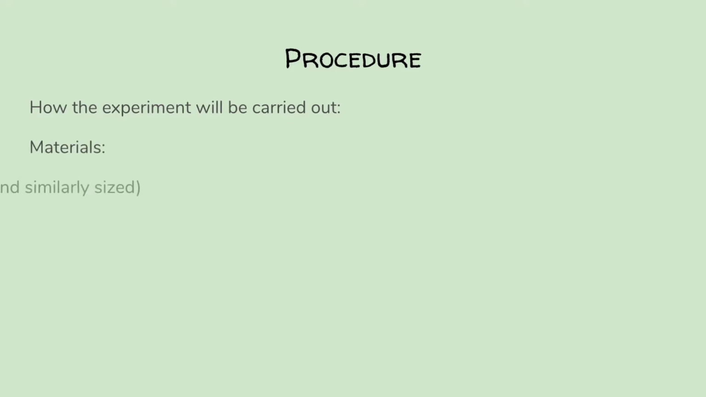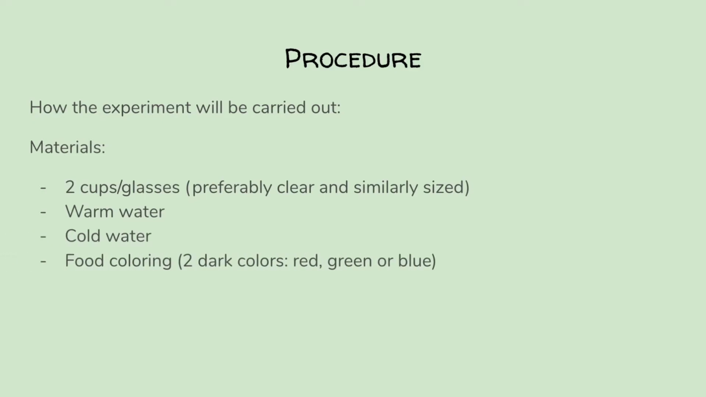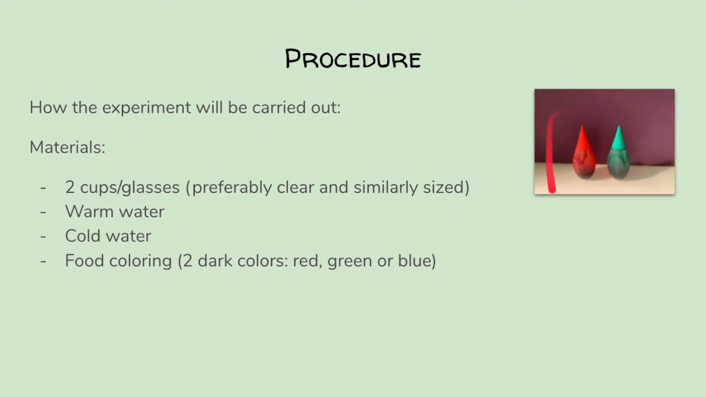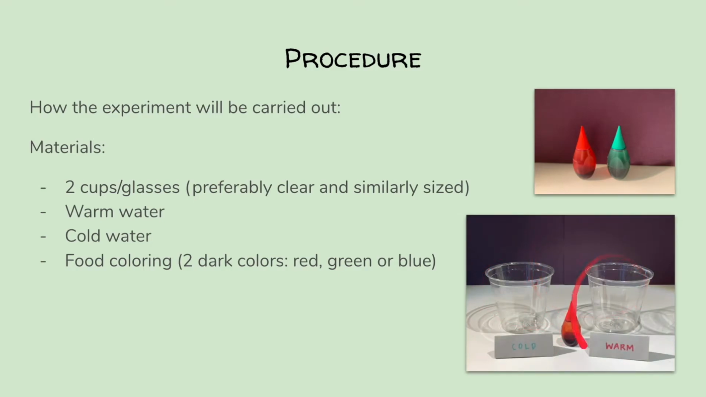Now, in our procedure, which is basically how the experiment will be carried out, we have materials, which will include 2 cups or glasses, and preferably clear and similar sized, and then warm water in 1 cup and cold water in another cup. We also need food coloring, preferably 2 dark colors like red, green, or blue, like I have here, and then also we need 2 clear cups preferably. Then we can also label them so that we know which one is which.